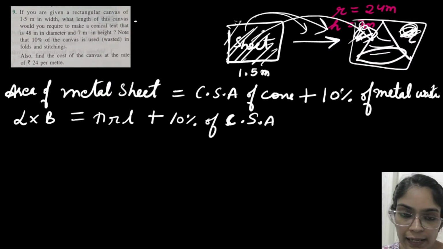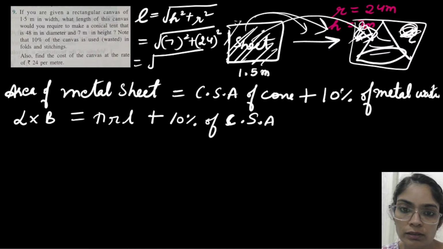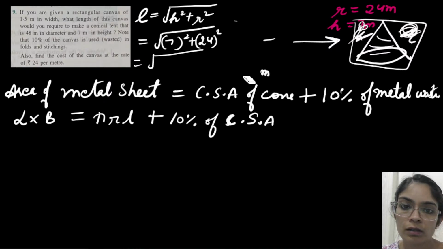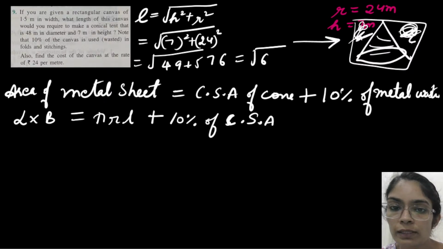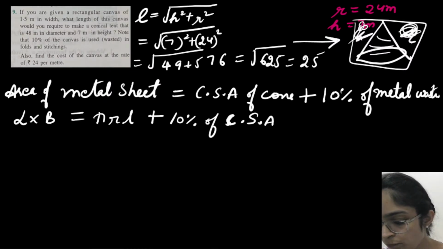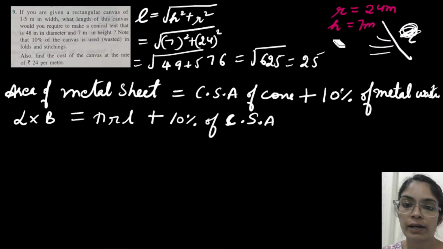So L's formula we know: L is equal to square root of h square plus r square. So height is 7, 7 square, radius is 24. When you calculate this, this is 49, this is 576. When you add both of them, you will get 625. So square root of 625 is 25. Yes, Shiv Shankar has already given the answer. So L's value we found is 25. So it is correct.